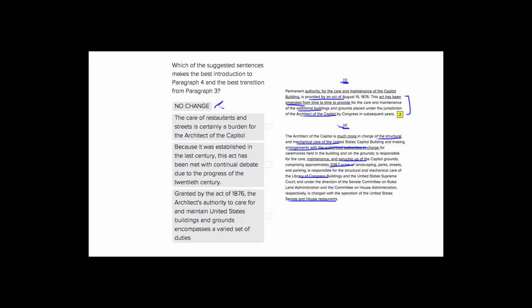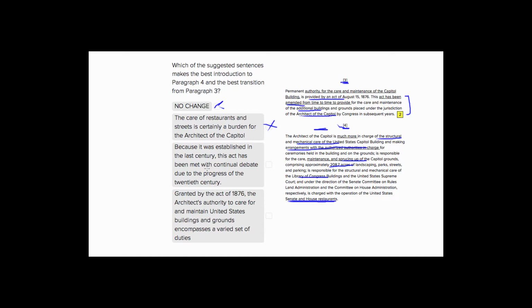Choice 2. The care of restaurants and streets is certainly a burden for the architect of the Capitol. We only mention restaurants down here, in our last sentence of paragraph 4. So it would be weird to have it up here before we've mentioned even that it's in his jurisdiction. Also, we never have the sense that it's a burden for the architect of the Capitol, so this is just going to be wrong because it's irrelevant and it doesn't even come up until the end of paragraph 4, so it's not a good transition sentence.